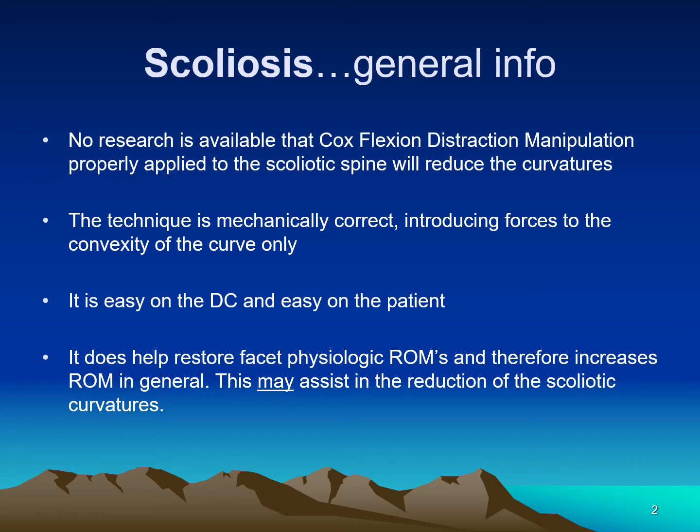The procedures are easy to use, and we know from prior research that we can restore physiologic range of movement to facets and just increase range of movement in general throughout the spine. And with the scoliotic curvature, you're always going to have a reduction in range of movement, particularly in lateral bending and rotation when you try and laterally bend and rotate into the side of the convexity.